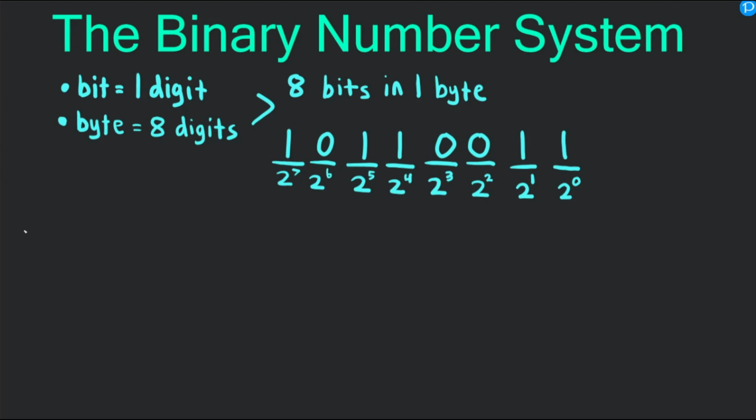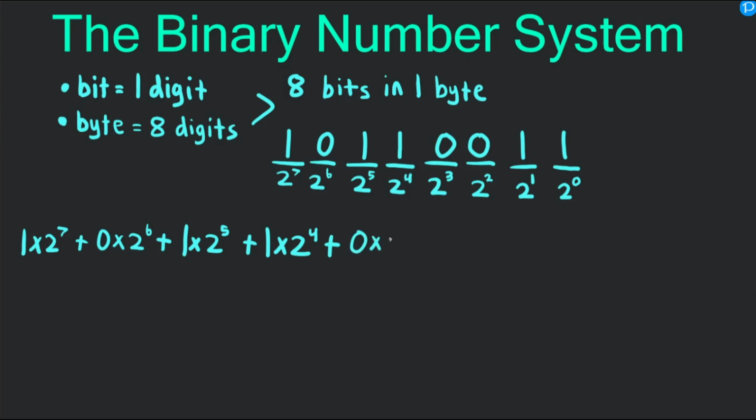So we'll start off 1 times 2 to the power of 7 plus 0 times 2 to the power of 6 plus 1 times 2 to the power of 5 plus 1 times 2 to the power of 4 plus 0 times 2 to the power of 3 plus 0 times 2 to the power of 2 plus 1 times 2 to the power of 1 plus 1 times 2 to the power of 0.